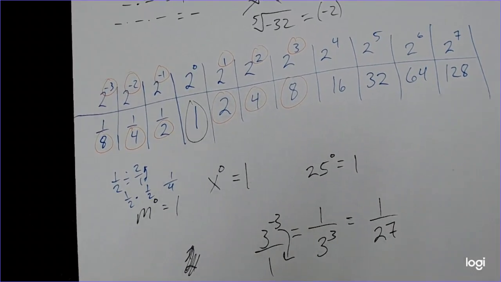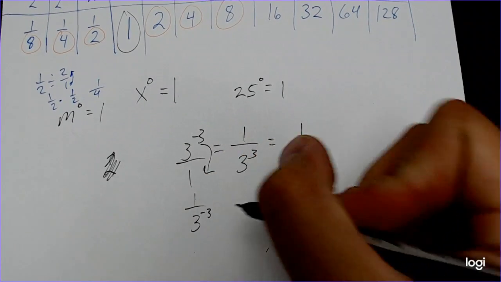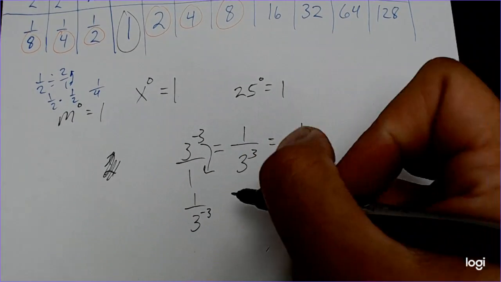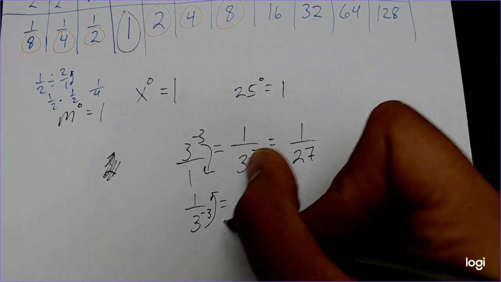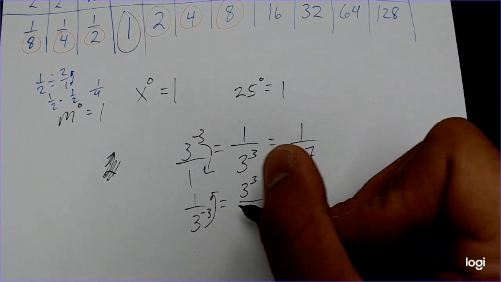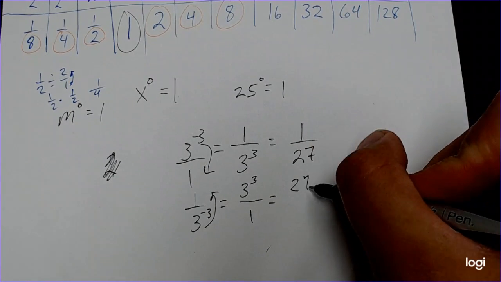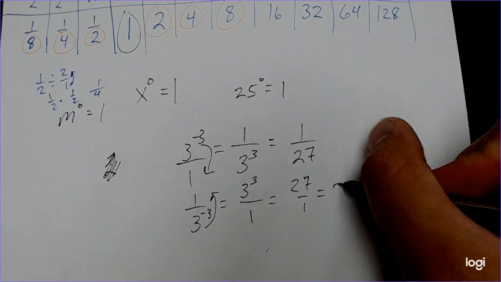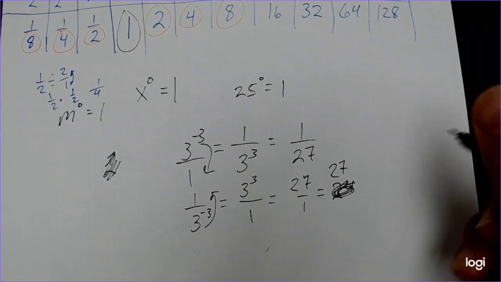And this works both ways, right? So what if I had 1 over 3 to the negative 3? What could I do there? Well, I'm going to rewrite it as a fraction, but I'm going to move this to the top. So now 3 cubed is in the numerator. The denominator just becomes 1. So that becomes 27 over 1, or just the whole number 27, okay?